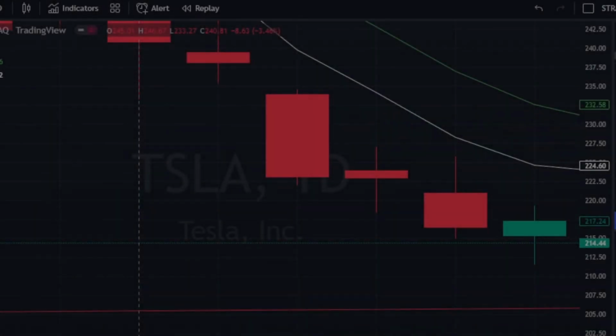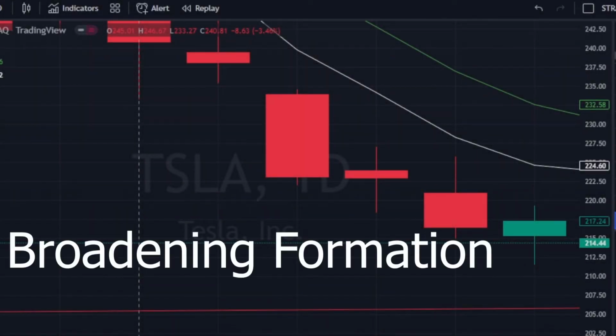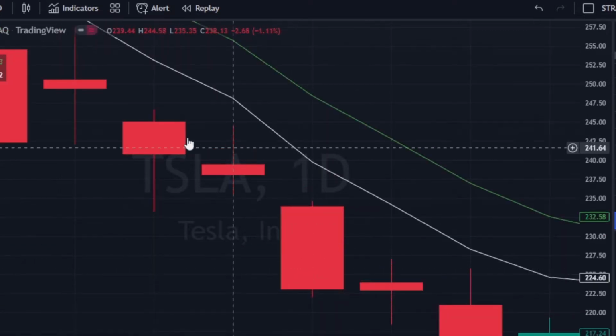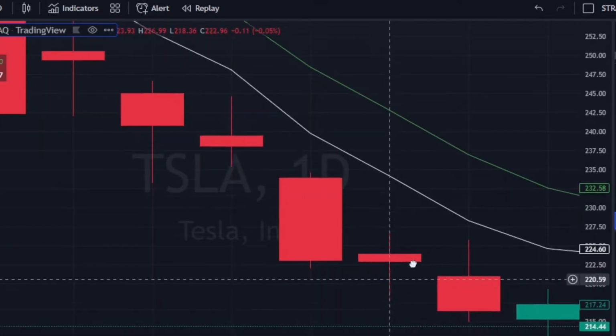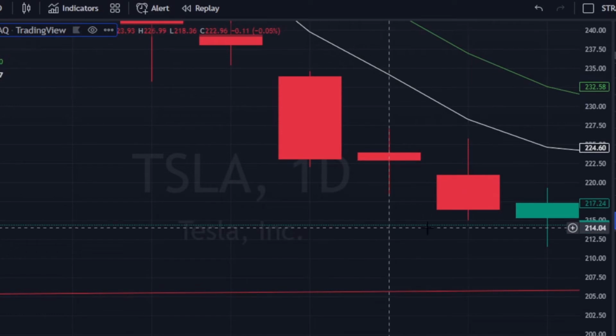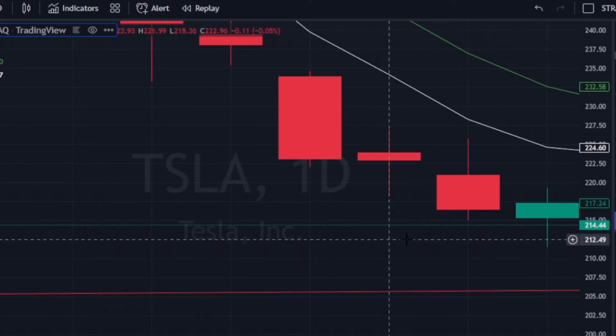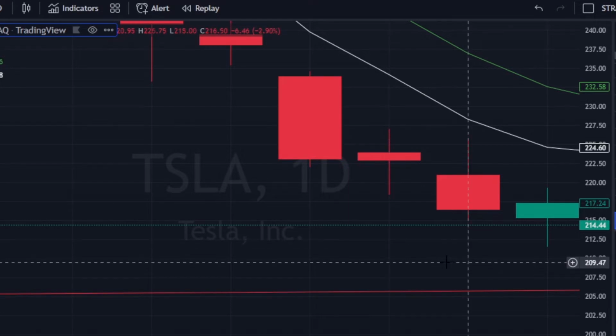We're going to be looking at something called broadening formation. Let's take a look at this. This is an old chart on Tesla from last week. This is October 22. We're looking at Tesla, and what we see here is just this downward progression, continually moving downward in a downward spiral. So what we're going to see here is a broadening formation.